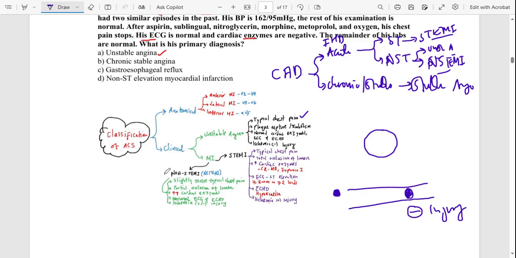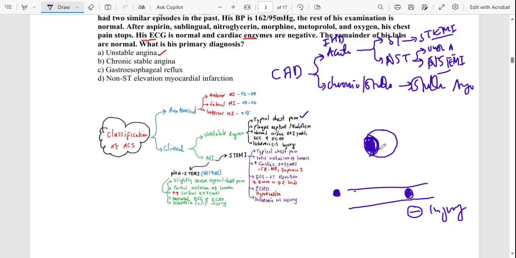And then when it comes to the non-STEMI, it is going to occur because of partial occlusion. Let's say, for example, you have an atherosclerotic plug, like this. It is still here, and this makes a partial occlusion in the vessel.